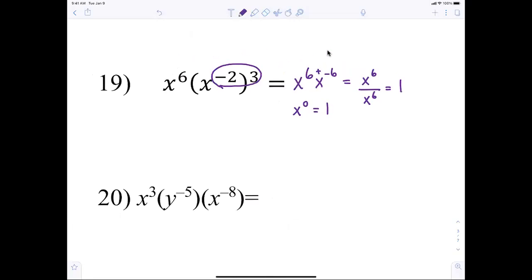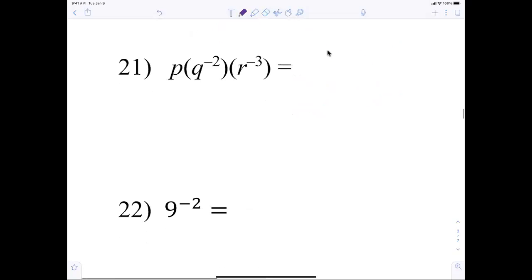So is the answer 1 or is the answer x? Because 1 is representing 1. 1 is not x, right? You see what I'm saying? Anything to the 0 power is 1. Anything divided by itself is 1.